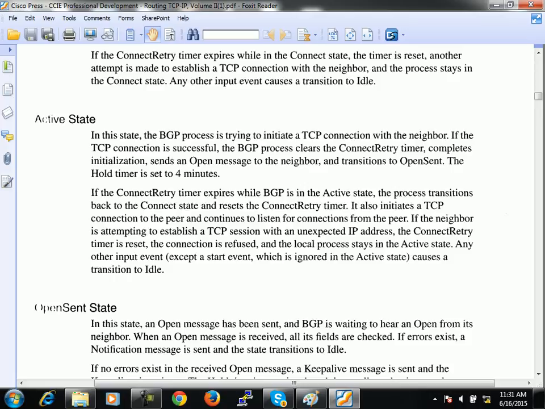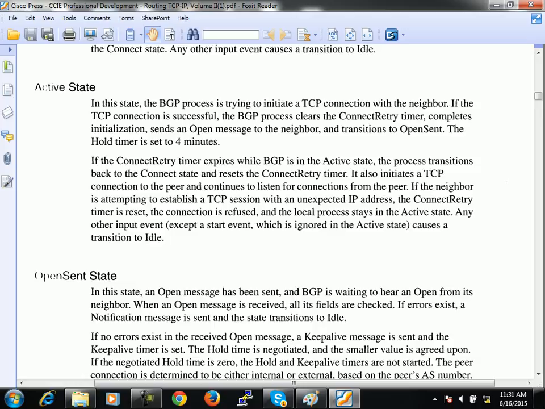If the connect retry timer expires while BGP is in active state, the process transitions back to the connect state. As I told you, in active state, if your connect retry timer expires, then it will move back into connect state. So what is the difference between that hold down time and this hold down time? This hold down timer is not going within the open packet. It means that a BGP process clears the connect retry timer, completes initialization, sends an open message to the neighbor, and transitions to open sent. And in open sent, it will set its hold down timer to 4 minutes.